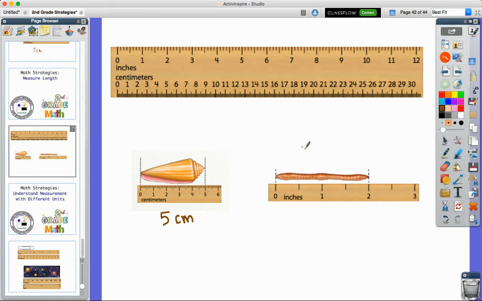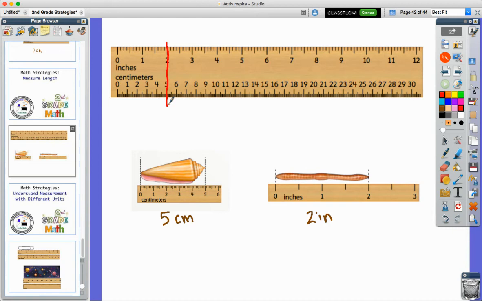Then we look at our stick over here, and here we're using inches. So again, it's all lined up at 0 and at 2. So we have 2 inches. But if we think about our measurements, we think about 5 centimeters, and we think about 2 inches. If we go back here and look at the top, about where those measurements are, then we can see that 2 inches and 5 centimeters are about the same length, right? They're really close to the same, right?